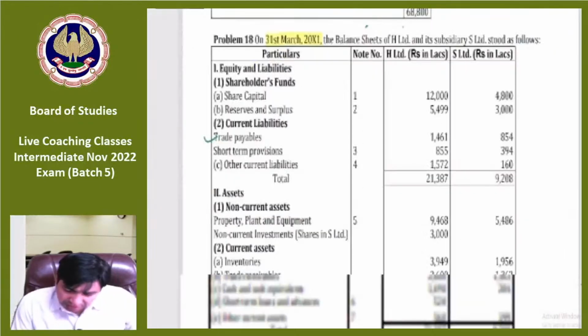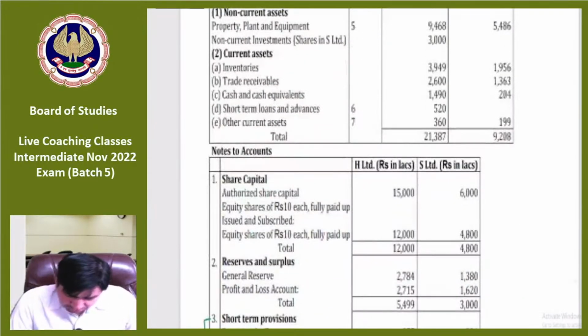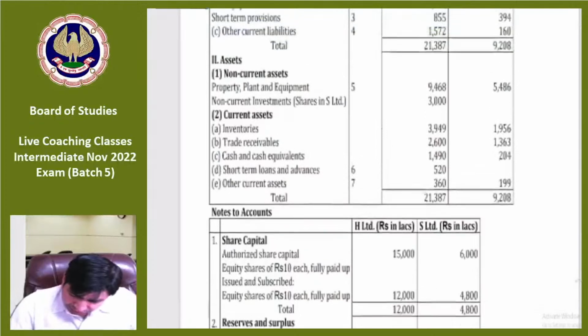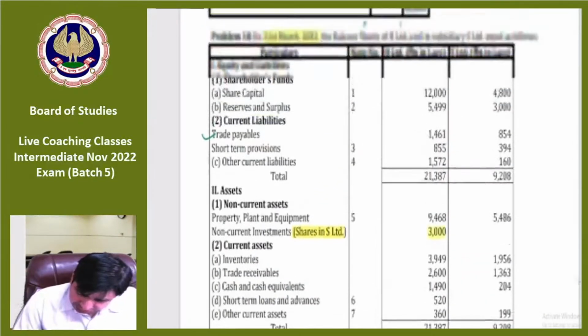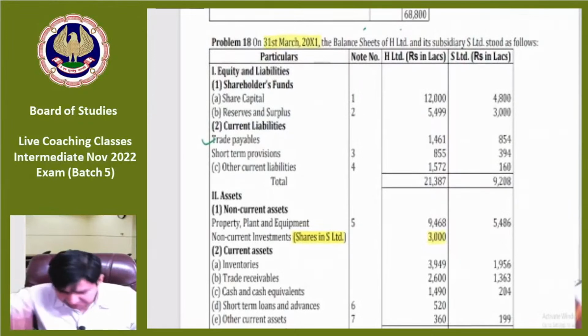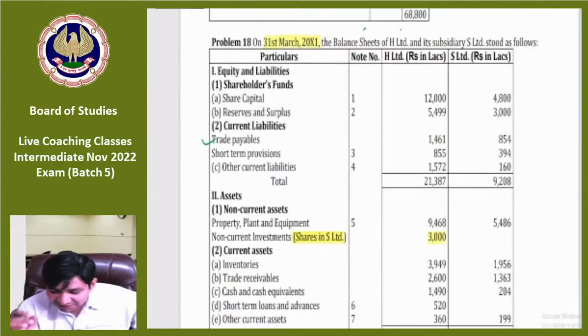Now, after that, beta, in the balance sheet you will have all the content here, for which you have already prepared the notes to accounts. Now I am focusing on the main content. The investment shown in the books of the holding company is rupees 3000 lakhs. So figures will get ready to fight. Yes. The figures we are mentioning here are only in lakhs.